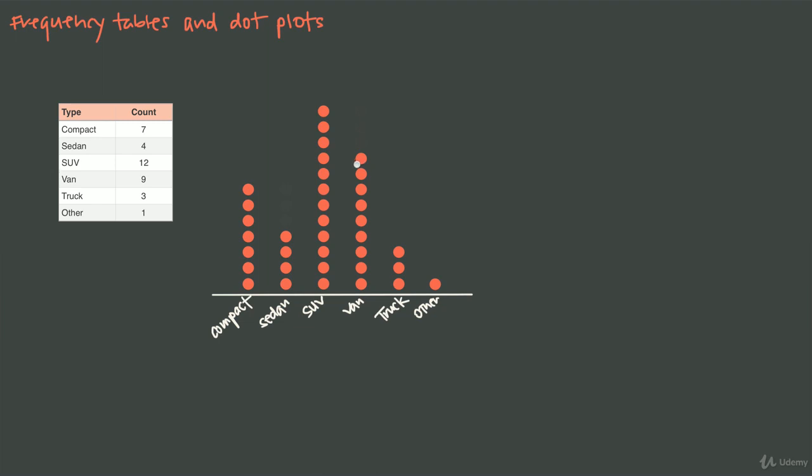And then, of course, if we want an exact number for any one of these categories, we can actually count the dots themselves. So if we wanted to know how many compact cars there are, and we don't have the table at all, we just have to count the number of dots, 1, 2, 3, 4, 5, 6, 7, and we know that there are 7 compact cars.